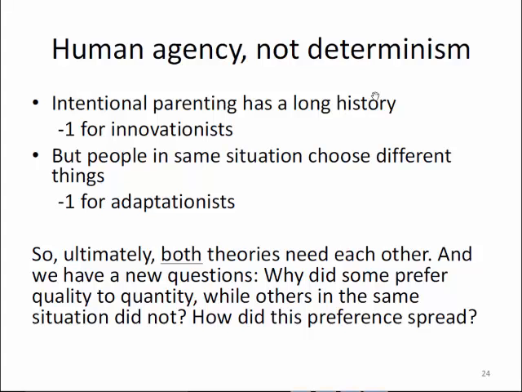So we really need individual heterogeneity and individual choice, and obviously we need some of both of these theories. I think the real contribution of this paper is that it pushes us out of this innovation versus adaptation framework towards questions like, why is it that some people have these preferences for quantity over quality? Or how did these preferences change over time and spread across the population? Well, how did those preferences themselves change? So I think that's the kind of direction that we want to go.